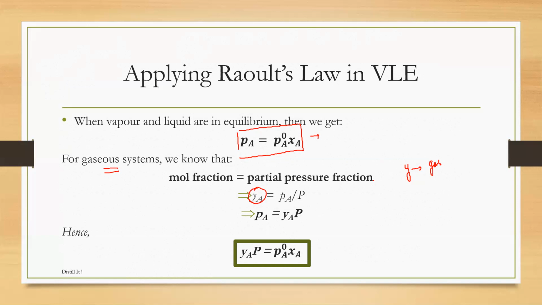Hence, if we keep this as equation number 1 and this as equation number 2, then from equations 1 and 2, we get YA into P is equal to P naught A into XA. This is a very important equation, and it is going to be used in many courses further. For example, when we study thermodynamics, we will be studying this equation once again. So this equation is quite important.